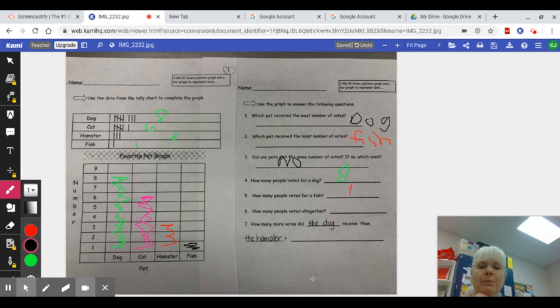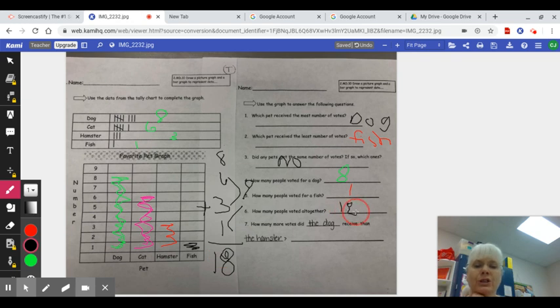The next question is, how many people voted all together? To figure that out, I'm going to need to add all the totals, either from the bar graph or from the tally chart. So I'm going to have to add 8 and 6 and 3 and 1. And Miss Connie says that 6 plus 3 is 9. 9 plus 1 more gives me 10. 10 plus 8 gives me 18. 18 people voted altogether.